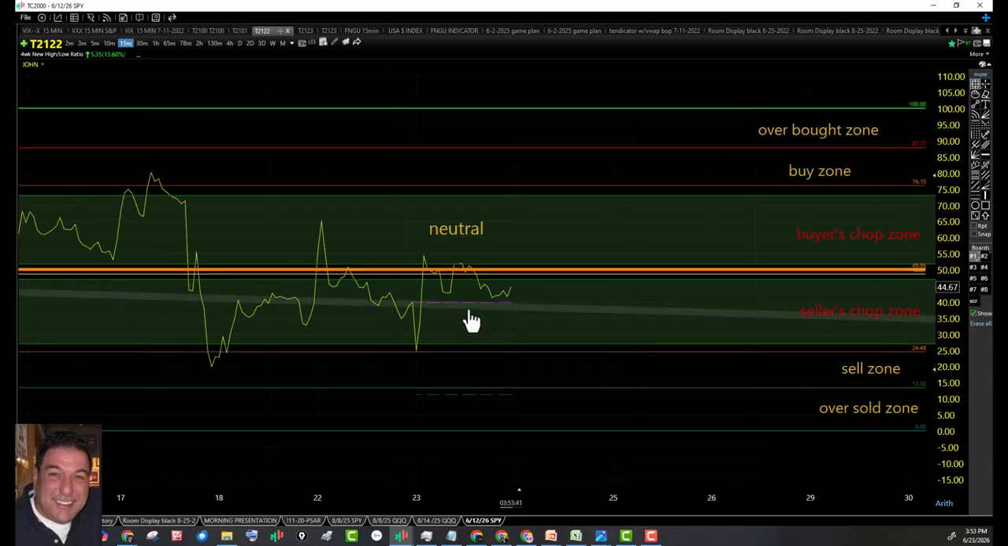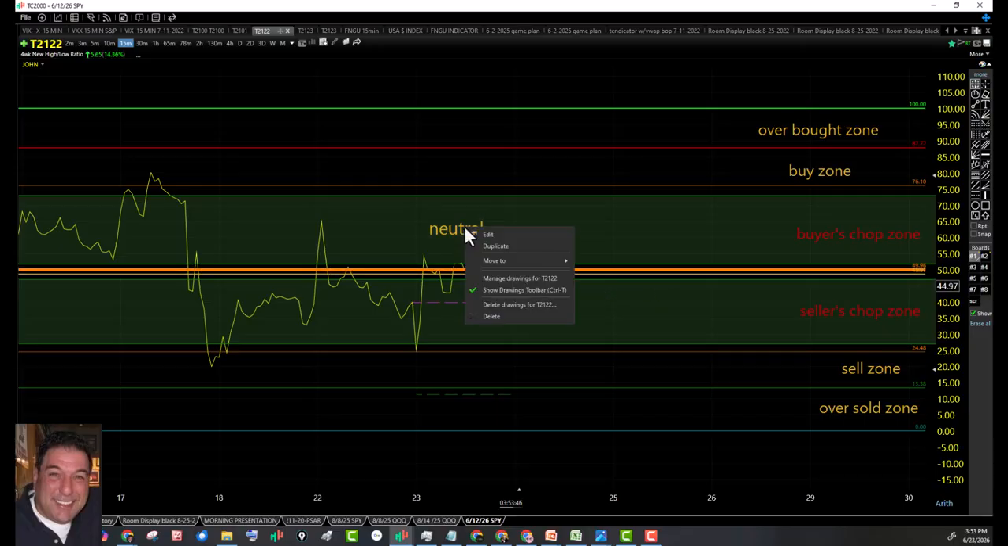T2122. Spent most of the day underneath the midpoint. I was going to call it neutral. Now I'm going to call it bearish. Just not spending enough time up here in the bullish control area. If we were over the 50-yard line, I would say that the bulls had control. But look, the line spends more time underneath the gold line right here, the 50-yard line. So I'm going to give it to the bears, all right? So this is another bearish clue going into tomorrow.